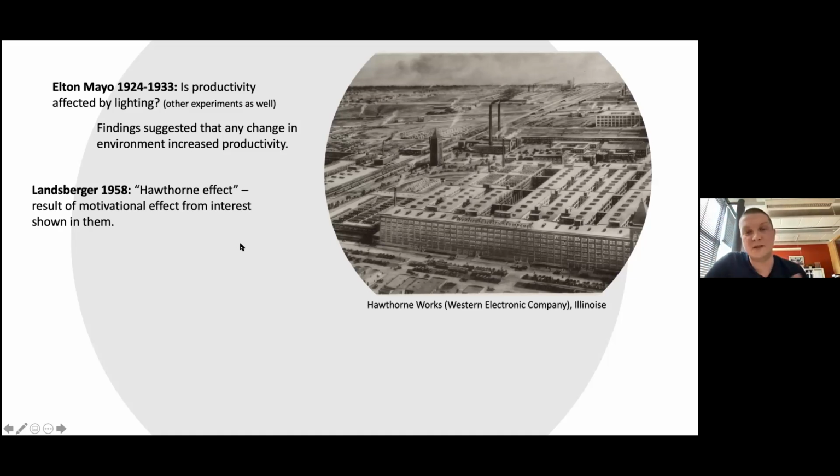Then that was debated and discussed, and Landsberger in 1958 suggested that we should call this the Hawthorne effect. And he suggested that, well, the change you were seeing had nothing to do with the environment.